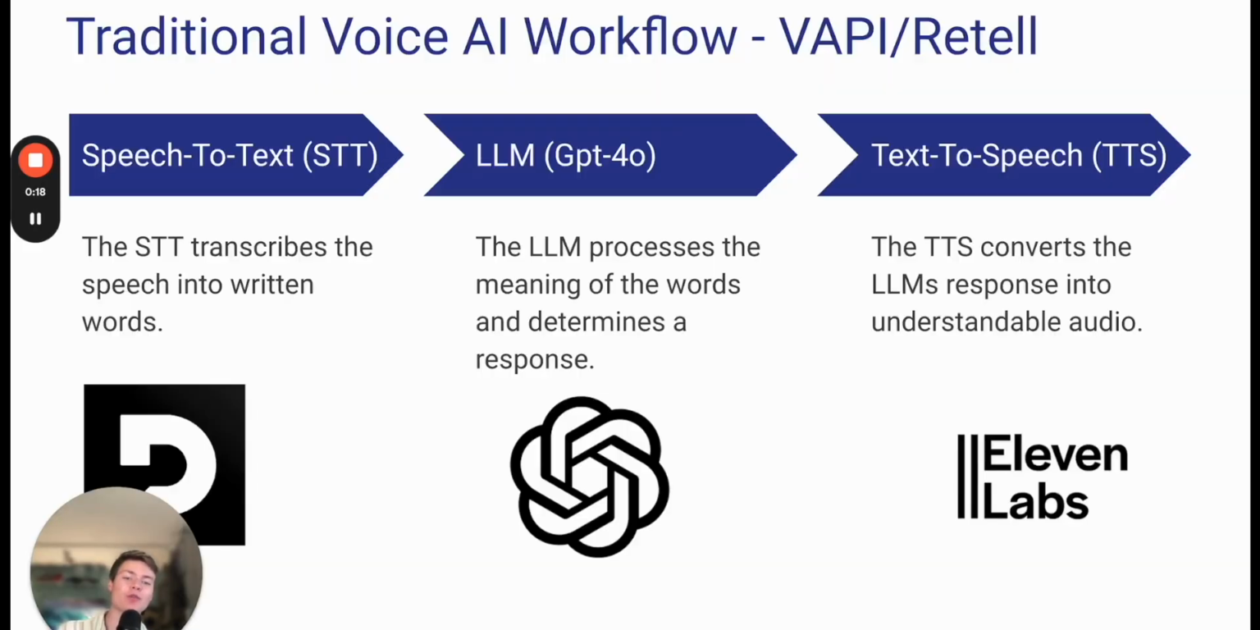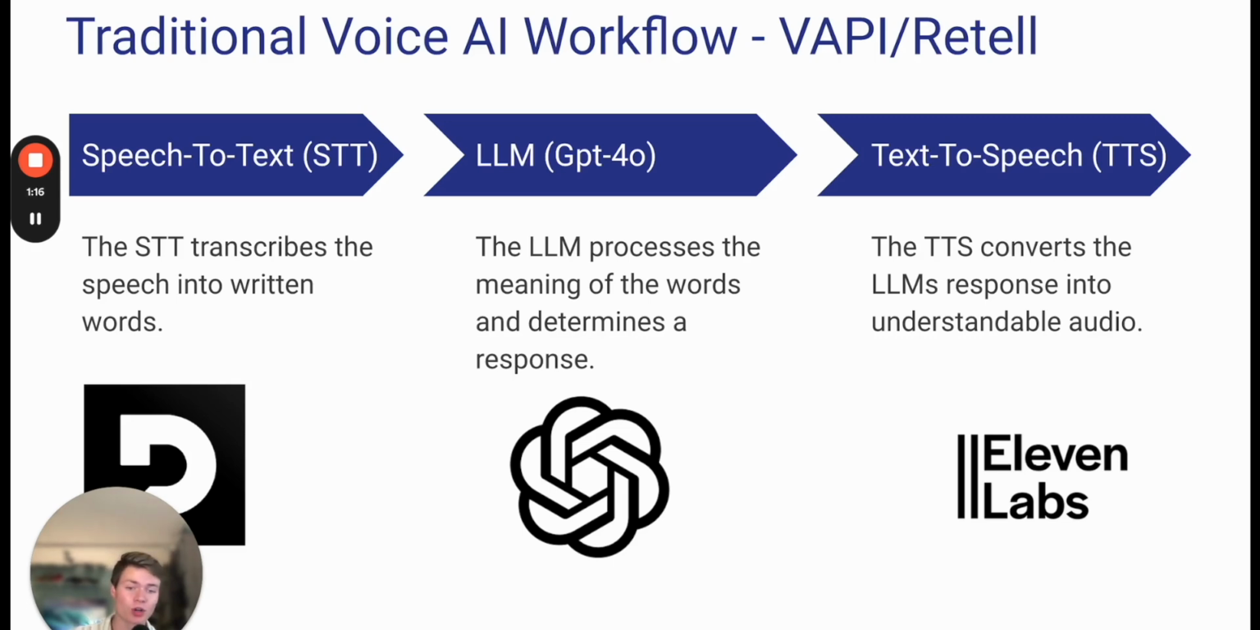Let's take a quick look at how voice AI systems typically work and why Ultravox is such a game changer. First, most voice AI systems are like this. VAPI and Retell, they rely on what we call a pipeline approach. So imagine this, you speak into your phone and the system starts breaking your voice into pieces, right? So there's first the speech to text, and then there's the LLM, which processes the meaning of the words and determines the response. From there, it sends it over to the text-to-speech, and that can be anything from 11 Labs to PlayHT or something like that that actually converts that text into the audible sound of those words.